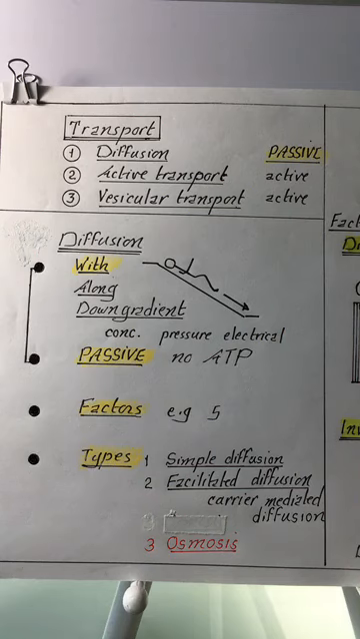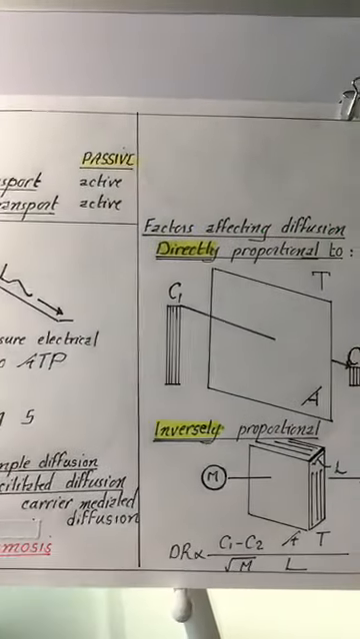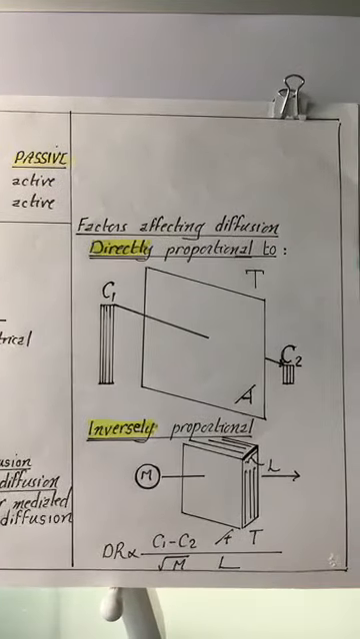Now we come to the factors affecting diffusion. Actually, you have a lot of factors affecting diffusion, but for now we will discuss only 5 of them. There are more than 5, but we will discuss 5.